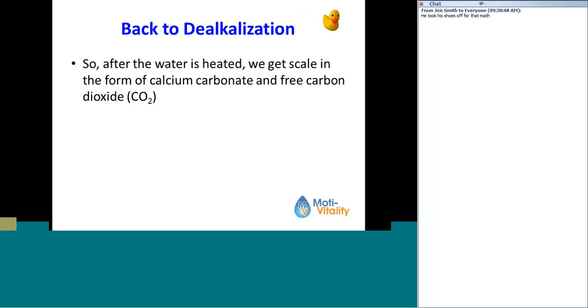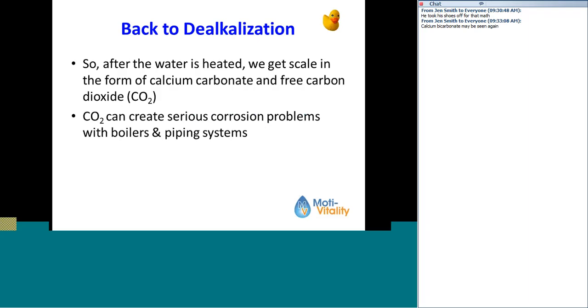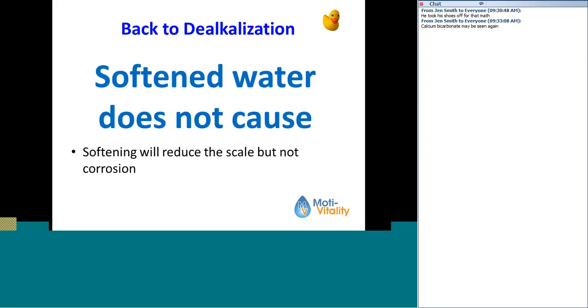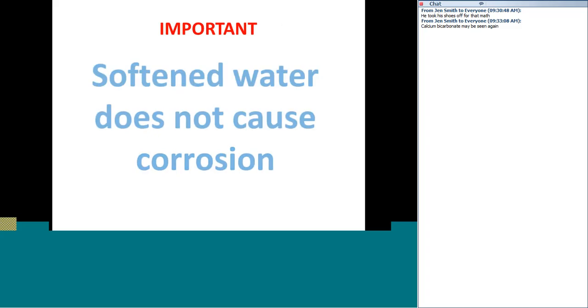So after the water is heated, we get scale in the form of calcium carbonate, and we also get free carbon dioxide. Carbon dioxide can create serious corrosion problems with boilers and piping systems. Softening will reduce the scale, but it won't take out the corrosion. Just so you know, this is important: softened water does not cause corrosion. It does not cause corrosion. Softened water does not cause corrosion.